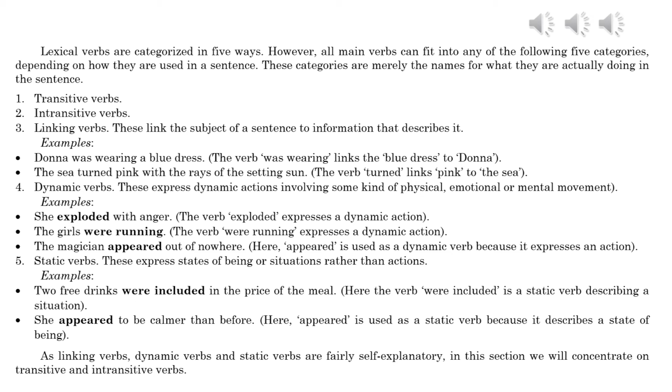Examples. 2 free drinks were included in the price of the meal. Here the verb were included is a static verb describing a situation. She appeared to be calmer than before. Here, appeared is used as a static verb because it describes a state of being. As linking verbs, dynamic verbs and static verbs are fairly self-explanatory. In this section, we will concentrate on transitive and intransitive verbs.